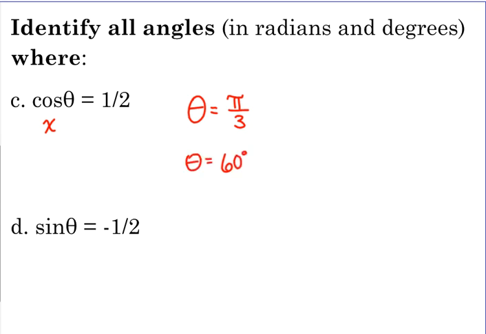Okay, where else do we have an x coordinate of positive 1/2? 300. And what is that in radians? 5 pi over 3. Okay, so technically we have 4 answers. We've got 2 angles in radians, 2 angles in degrees. Now 60 and pi over 3 are the same, 300 and 5 pi over 3 are the same, but we need the angles in radians and in degrees.